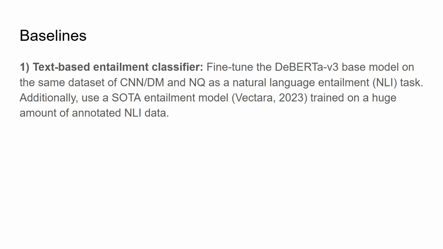So what baselines do they compare against? One is a text-based entailment classifier. So NLI is a very popular and long-studied task where you basically need to tell whether two sentences are in contradiction to each other, are entailment, or are not related. These are usually the three classes in NLI. So they fine-tune a DeBERTa model for the same, as well as use a state-of-the-art entailment model, which is also a DeBERTa model, but it was trained on like 730,000 or something NLI data points.